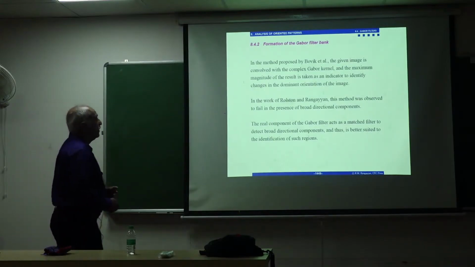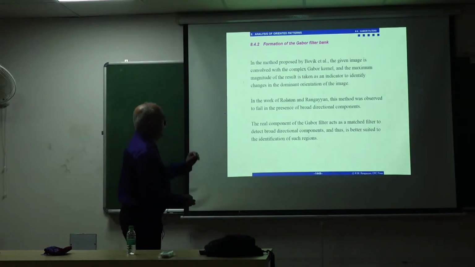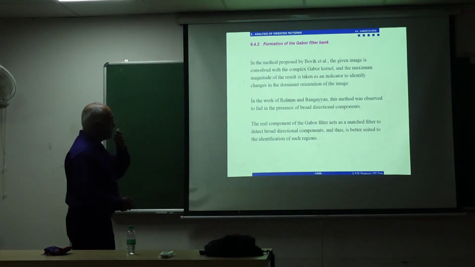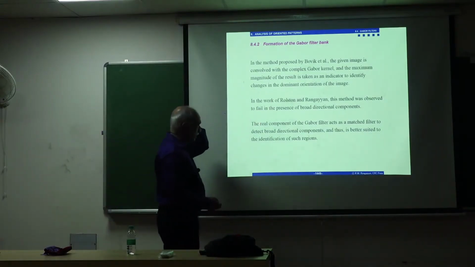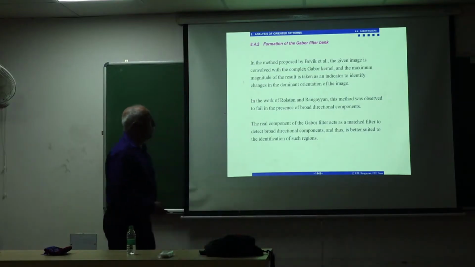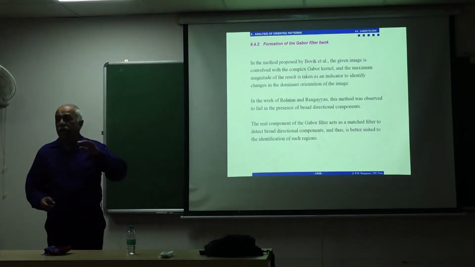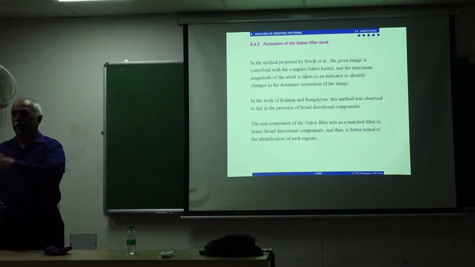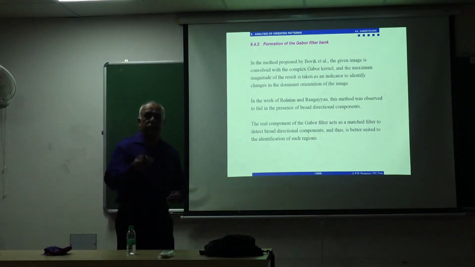So in the formation of a Gabor filter bank, we need to make some small modifications. William Ralston did his master's thesis on this topic with me. The real component of the Gabor filter acts as a matched filter to detect broad directional components, assuming that the components are brighter than the background, the cosine function. Otherwise, you use sine, or you reverse the image.